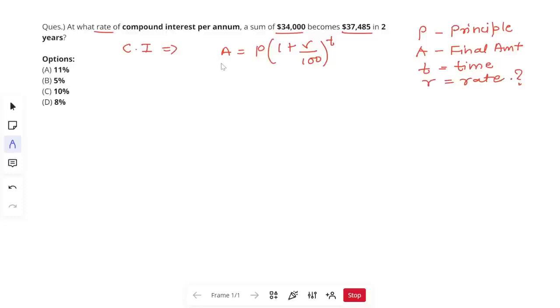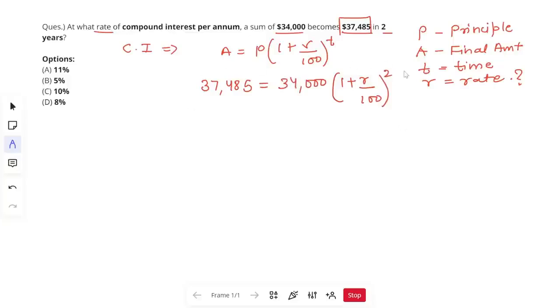The amount that is given to us is this one, that is the final amount, which is 37,485. So 37,485 equals what? The principal that is given to us, the invested money, which is 34,000. Now 1 plus what is R? R is not given to us. We have to find that. Divided by 100. The time that is given to us is 2 years. So we will take the T value as 2 years.